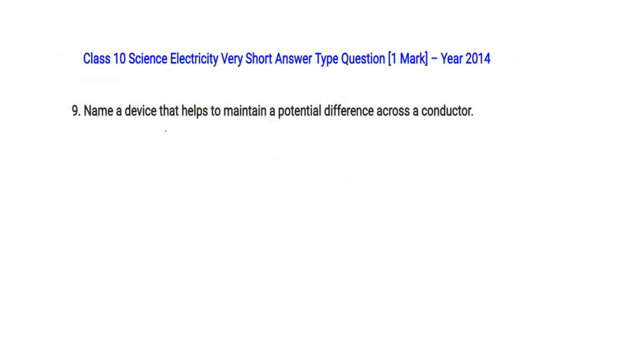Name a device that helps to maintain a potential difference across a conductor. So it is a cell or a battery. This is the device.